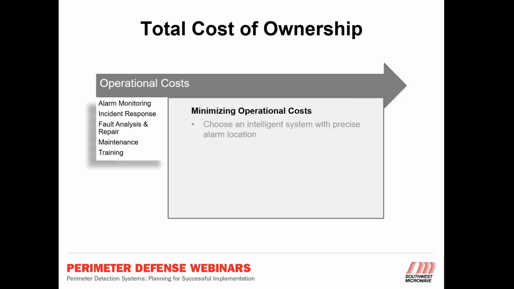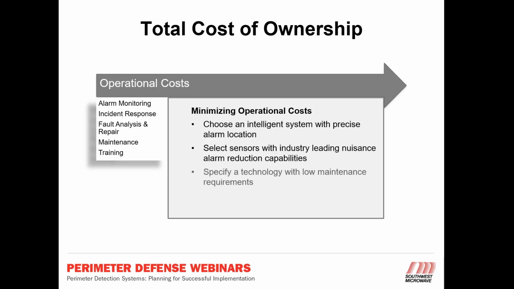Invest in an intelligent detection system that can pinpoint the location of an alarm with high accuracy to speed incident response and reduce troubleshooting time. Choose a system with industry-leading nuisance alarm reduction capabilities to limit necessary response action. Specify a technology that needs little ongoing maintenance or adjustment. And finally, select a vendor that offers comprehensive technical training at no cost.